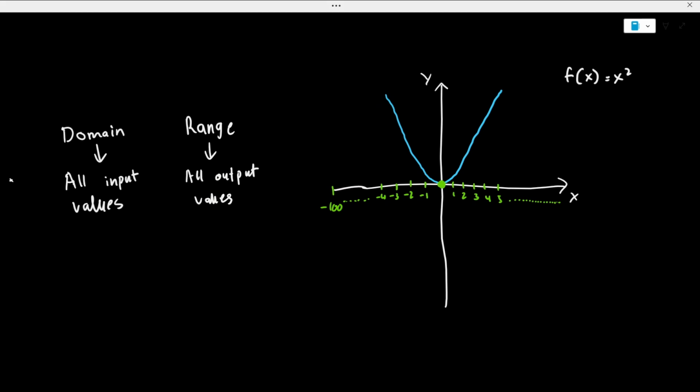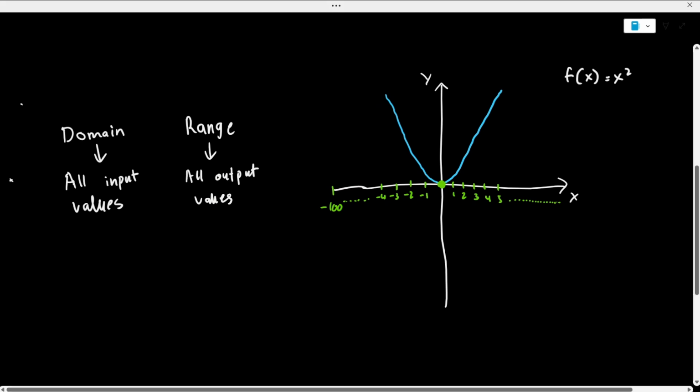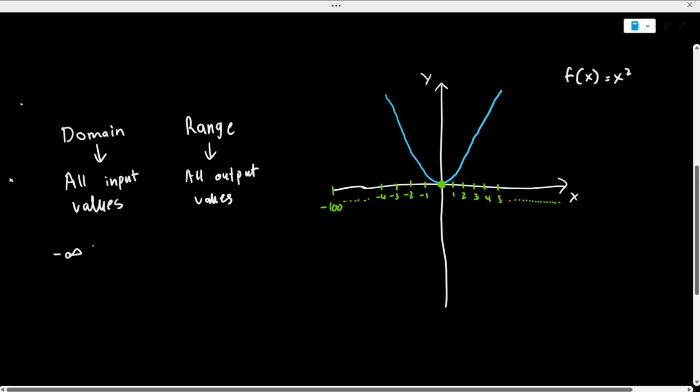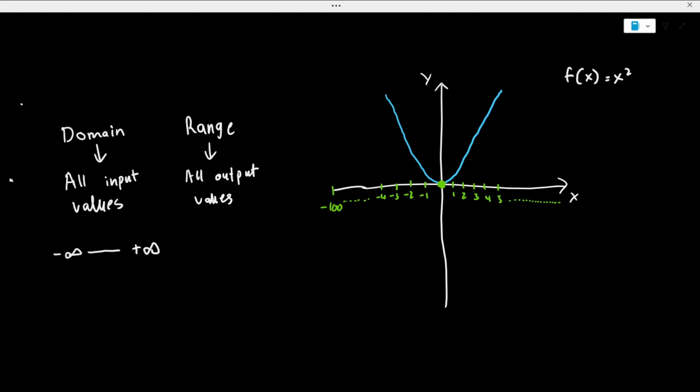So the domain is basically the set of all the possible input values that you can have. In this case, you can have any x value from -infinity all the way to positive infinity. So you can have any number between these two values. You can have pi, 1 by 2, 1,000, 1 billion, 3 million, 2 by 5, anything that you can imagine between these two values. So in other words, basically all possible numbers are the domain of this function, f of x equals x squared.